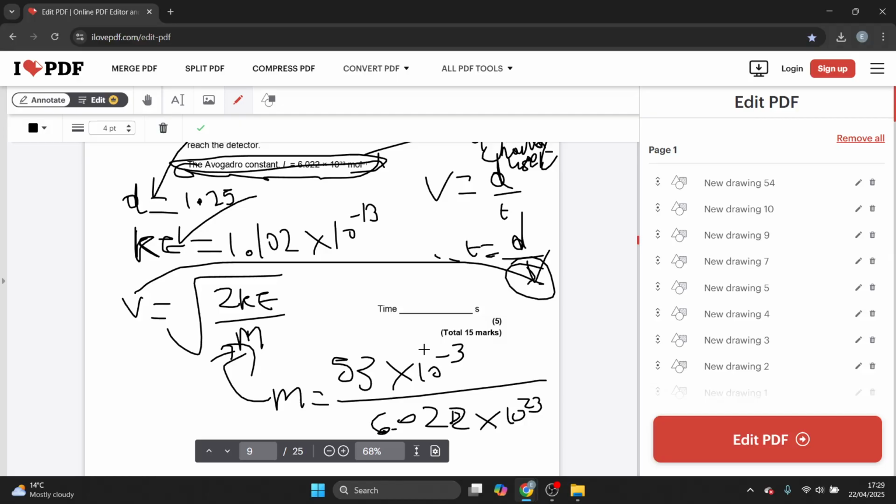So yeah, let's check the mark scheme. Mass of the ion is velocity square root 2KE over m. Just memorize that format, as I recommend. They get the time as 7.90 times 10 to the power minus 7 seconds.